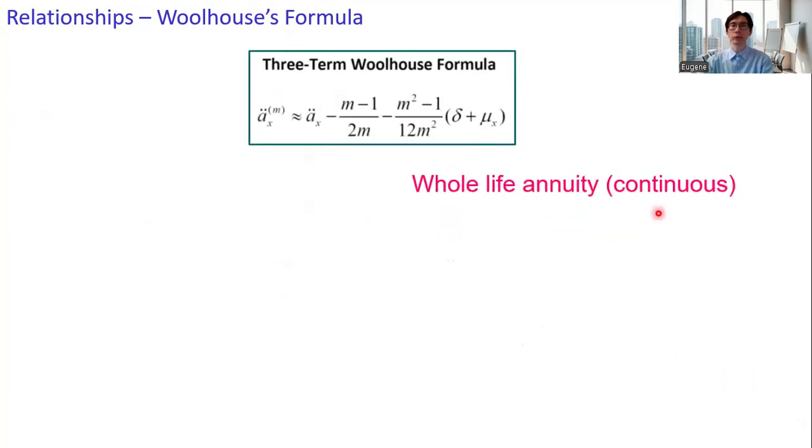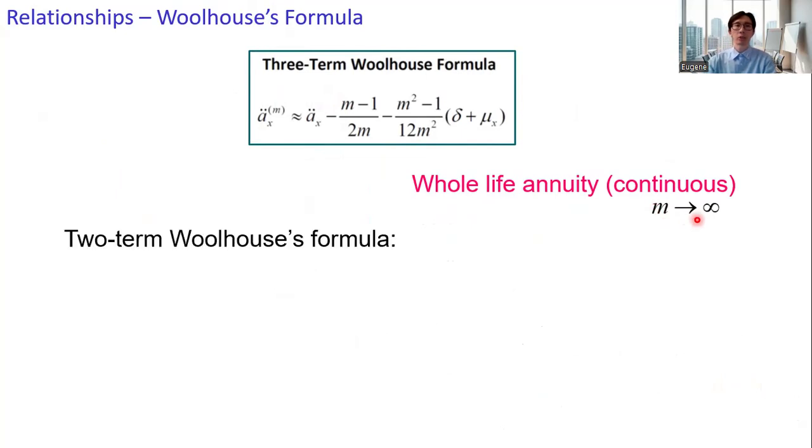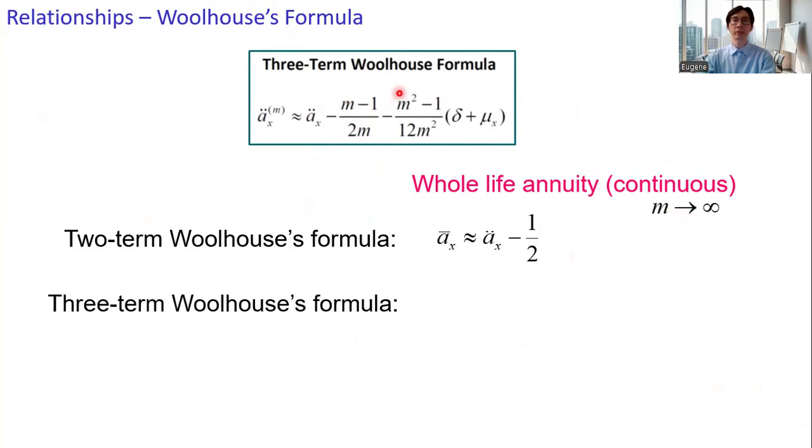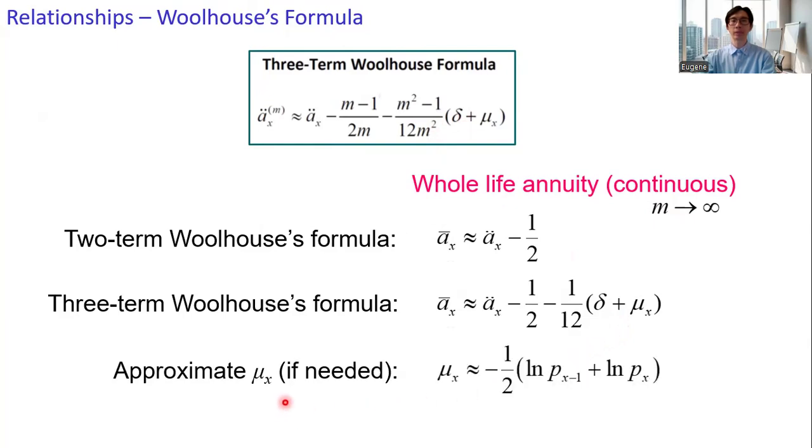Apply this to the continuous case. For continuous annuity, we simply take m approaching infinity. So for the two-term Woolhouse formula, as m approaches infinity, the second term becomes 1/2. And for the three-term, as m approaches infinity, the last term has the coefficient 1/12. And similarly for the discrete case, you might need to approximate mu x, using the same approximation formula.